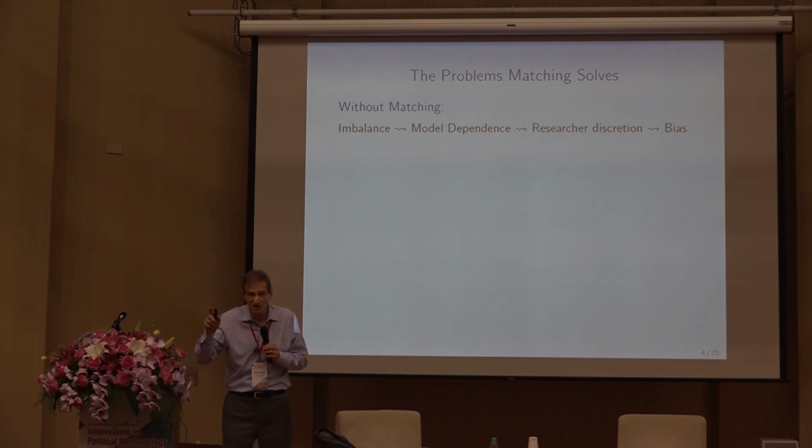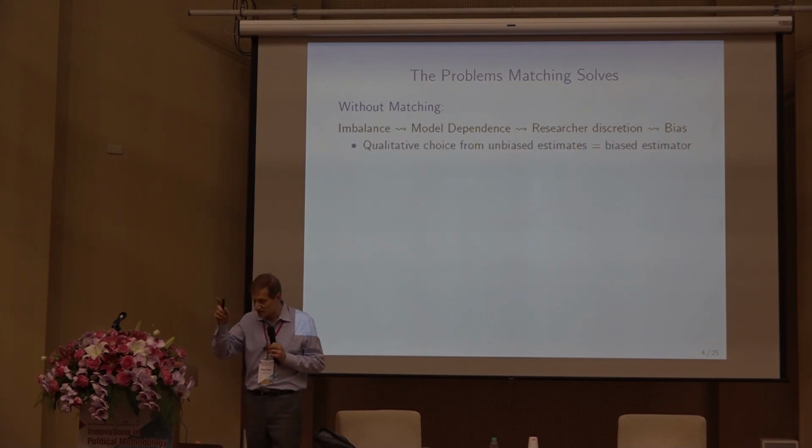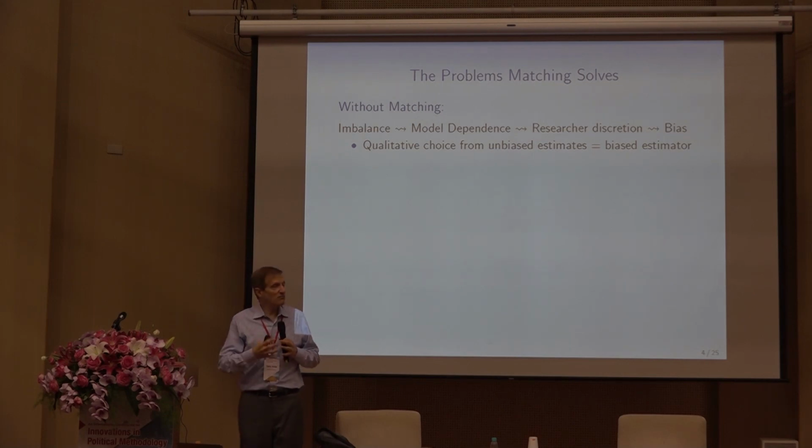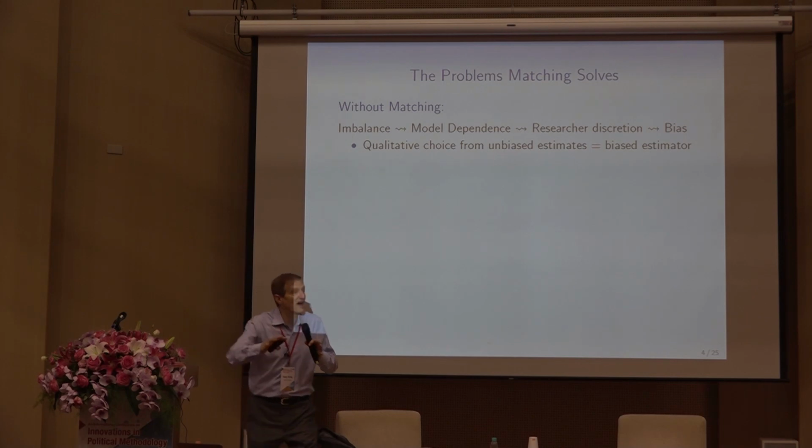Let me explain. This is a result of scientific research, for instance in psychology. If what we're doing is basically making a qualitative choice among a whole bunch of estimators, a bunch of models, let's suppose all the models are unbiased. So every model is a good model, but there's variability across them. If we make a qualitative choice among a set of unbiased models on the basis of the results, then you get a biased estimator.